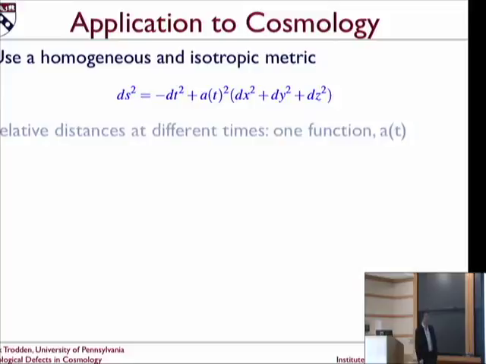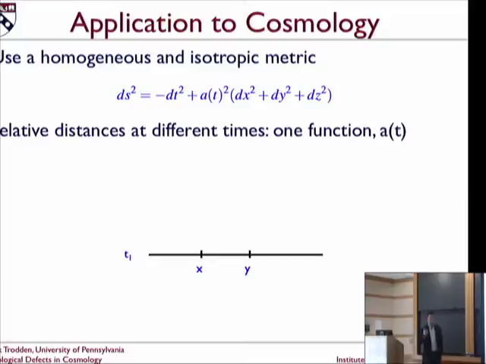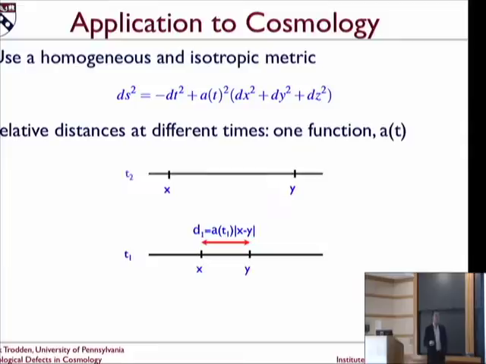So if you've got a couple of points in the universe at different coordinate points at a given time, their distance is given by a of t, and that distance changes as time goes on, as a of t changes as time goes on. And that's really all there is to cosmology when you're talking about the background. And it's general relativity that tells you what this function is given a distribution of matter in the universe.